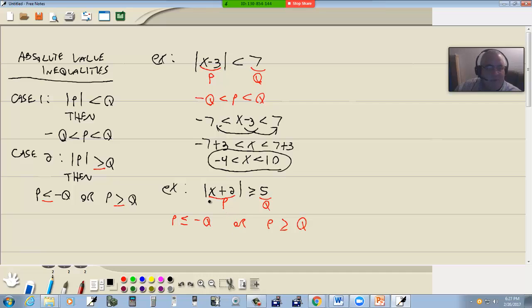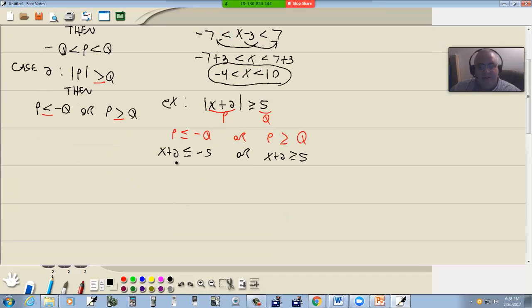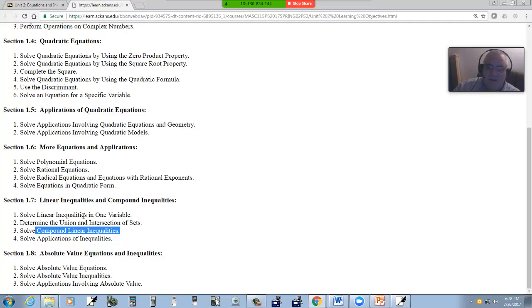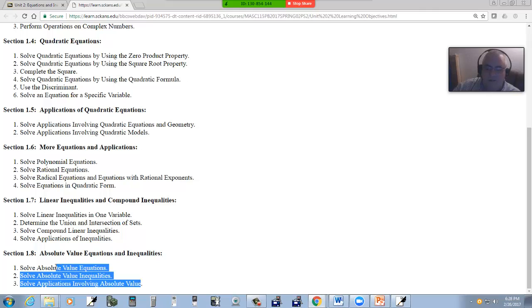So everywhere I have a p, I'll plug in x plus 2. And everywhere I have a q, I'll plug in 5. And then we'd solve each of those separately. So I'll take 2 over. So we got x is less than or equal to negative 7. Here I'll take 2 over, and we got x is greater than or equal to 3. And this would be our answer. Different ways you could write that. Basically, that's our answer. And I didn't think we were going to do it, but we finished all the material.